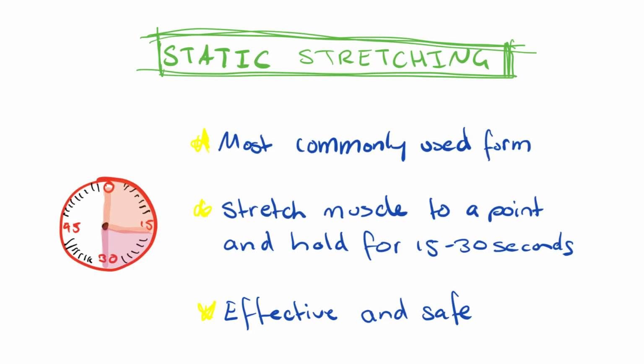Let's start by having a look at static stretching, which is the most commonly used form of stretching. Basically it requires an athlete to stretch a muscle in a static form to a point and hold for at least 15 to 30 seconds. The reason this is the most commonly used form of stretching is because it's effective and it's obviously very safe, particularly for young athletes or athletes that are new to the sport.